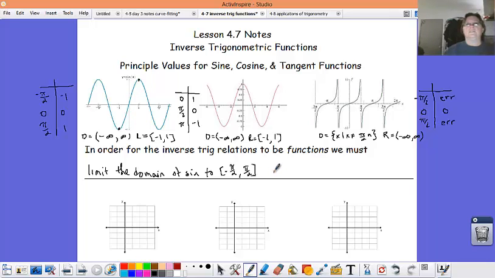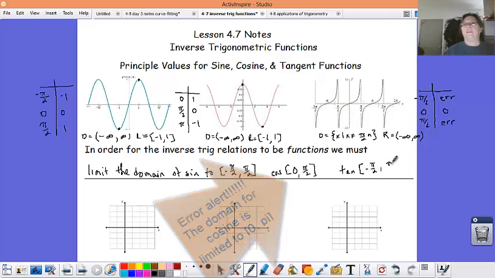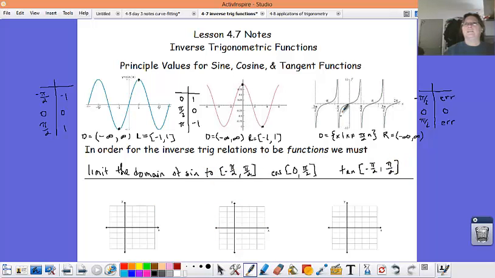For cosine, to get that same total from all the positive values, all the negative values, the domain is limited to 0 and pi. That gets us all positive and all negative, so we're from here to here. And then for the tangent, we limit the domain to negative pi halves and pi halves. Again, that gets us one full, all positives, all negatives.